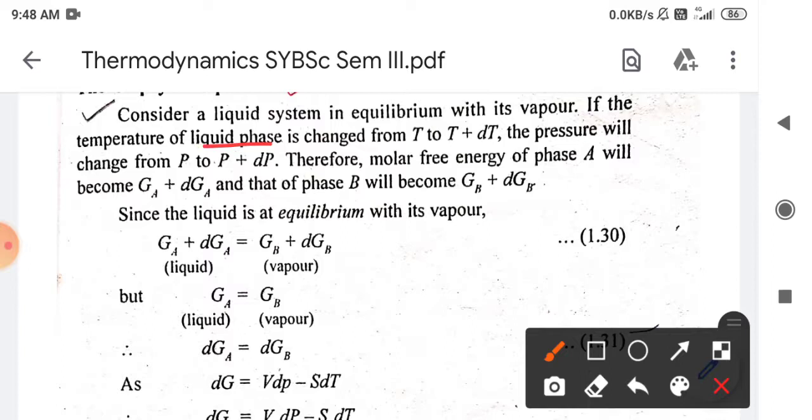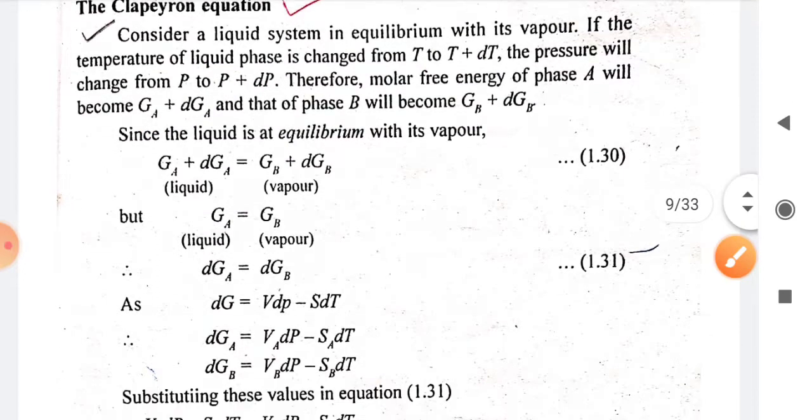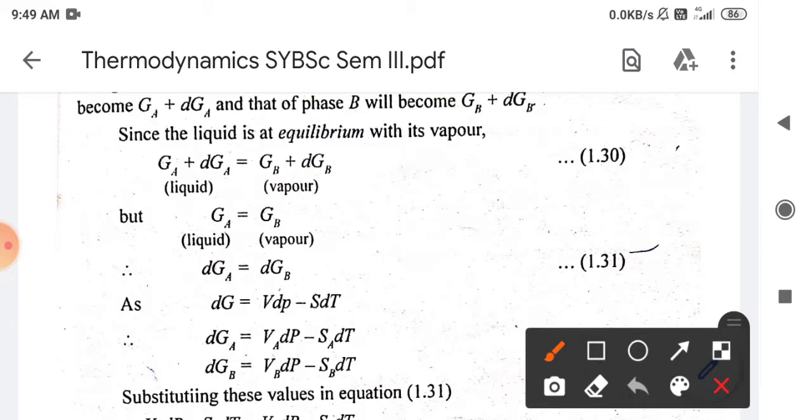If the temperature of liquid phase is changed from T to T plus dT, and the pressure is changed from P to P plus dP, therefore the molar free energy of phase A will become what? Gibbs free energy at state A, that is initial, plus dGA, which is the change in the Gibbs free energy due to the change in the temperature. And for phase B, consider it is the phase of vapors, so it will be GB plus dGB. Since at equilibrium the Gibbs free energies are equal, we have seen this already.